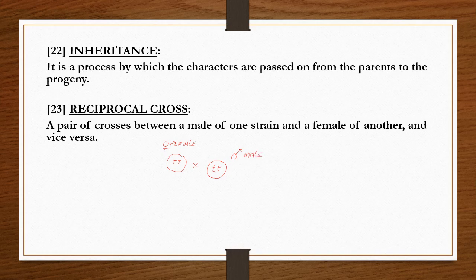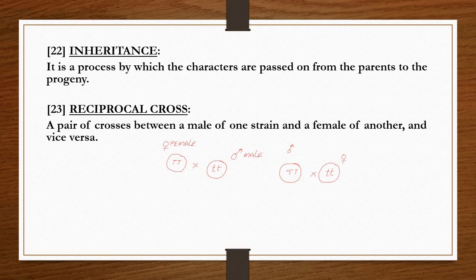So now the cross between female and male. Female is capital T and capital T, and male is small t. And in the next cross, the capital T is taken as male, and it is crossed with a small t that is considered as female.